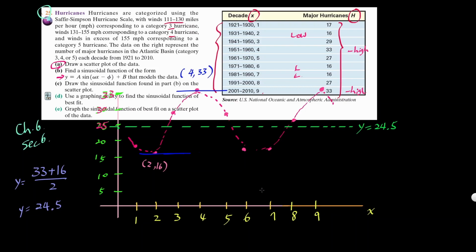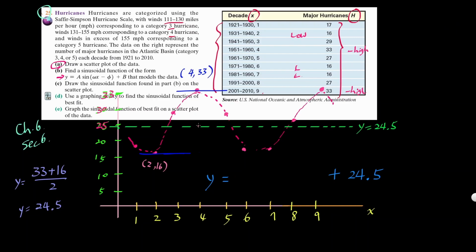Remember, in the sine graph, the midline used to be y is equal to 0, but it got translated up 24.5. So at the end of the equation, we know that we have to add 24.5. So far we've got y is equal to, and we need to figure out what a is, the amplitude.